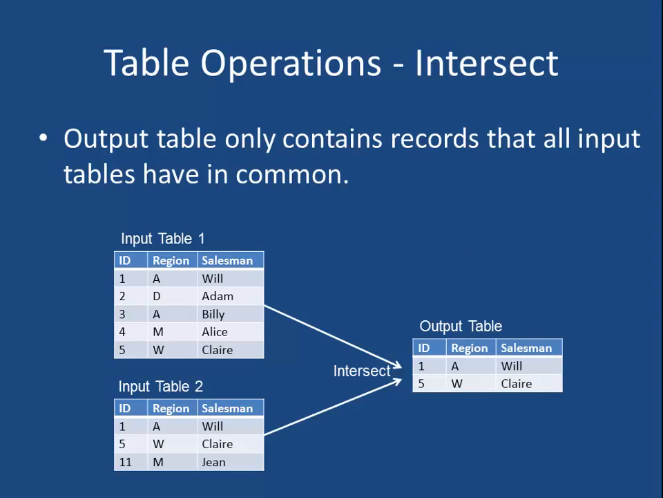This is the intersect table operation, and it produces an output table that only contains records that all of the input tables have in common. That means that every attribute for the entire row was identical.